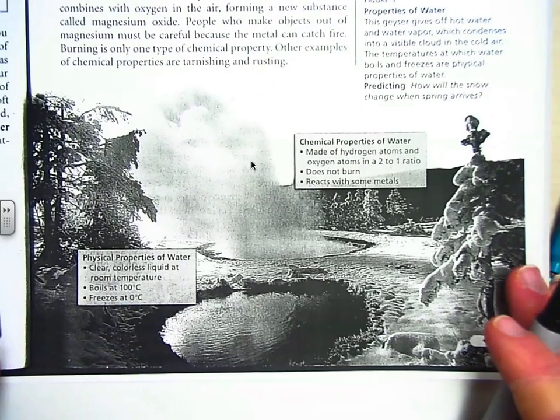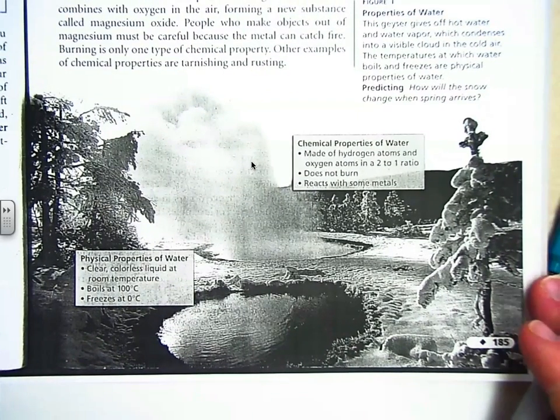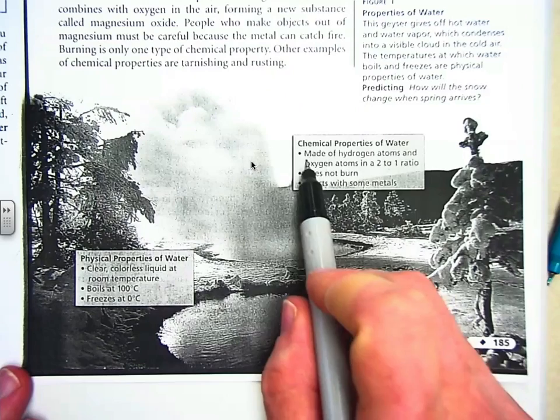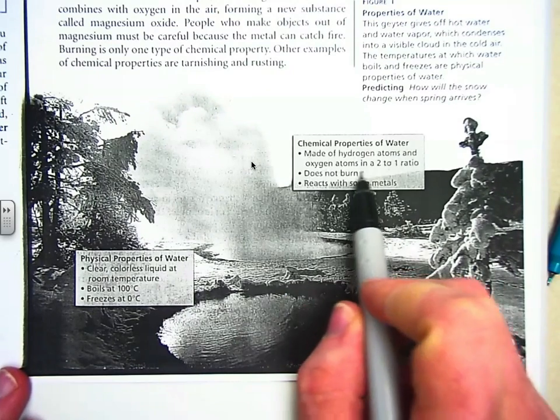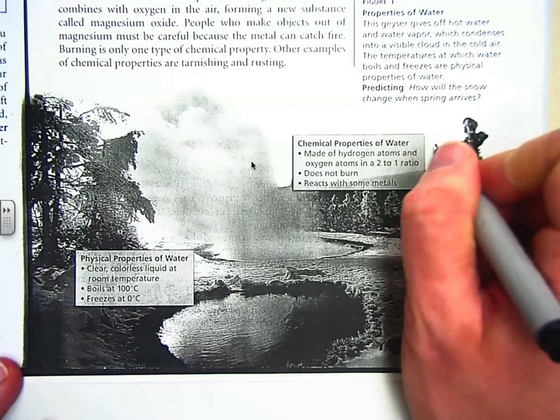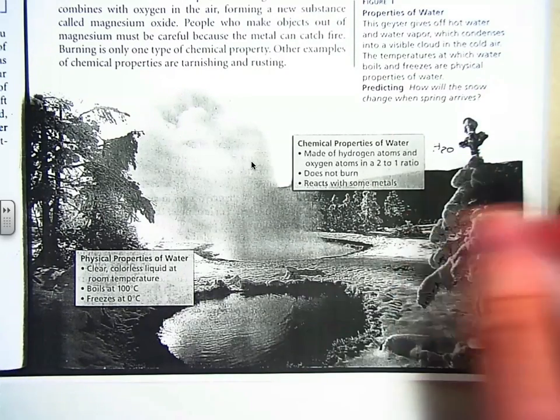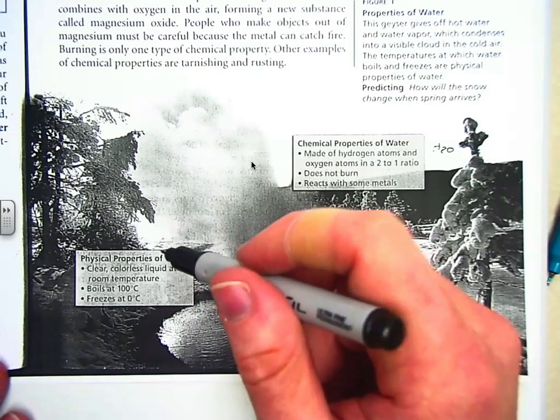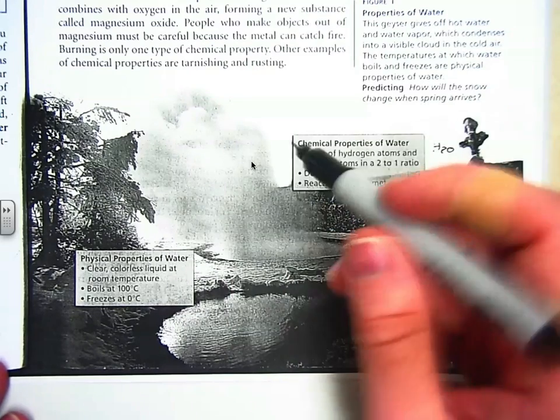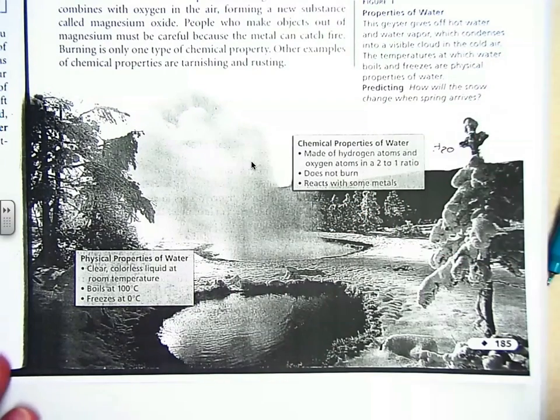Chemical properties of water and physical properties of water. Chemical properties: made of hydrogen atoms and oxygen atoms, 2-to-1 ratio. That's H2O. Does not burn, reacts with some metals. Physical properties of water: clear, colorless liquid at room temperature, boils at 100 degrees. Part 1.